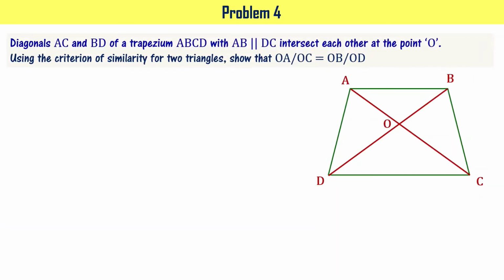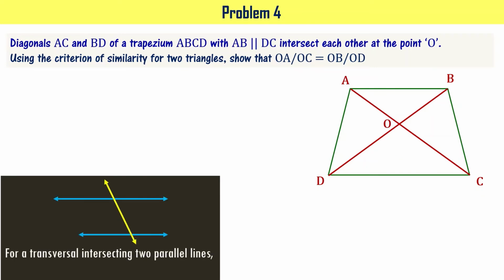Let's take a look at another problem, that is problem number 4. The diagonals AC and BD of a trapezium ABCD with AB parallel to DC intersect each other at point O. This is as shown in the figure. Lines AB and DC are parallel, and the diagonals AC and BD are intersecting at point O. Using the criterion of similarity of two triangles, show that OA by OC equal to OB by OD.